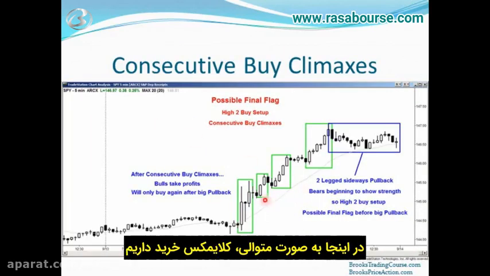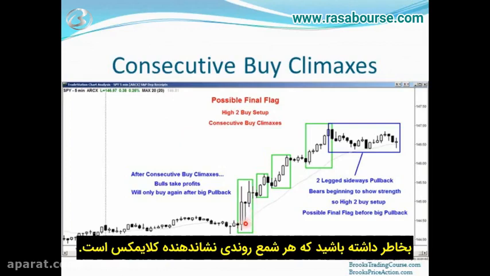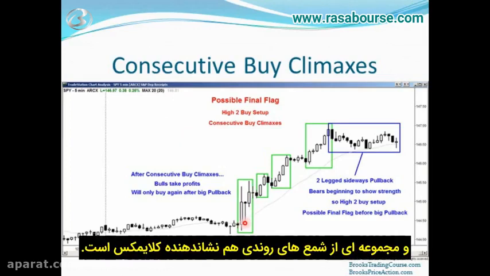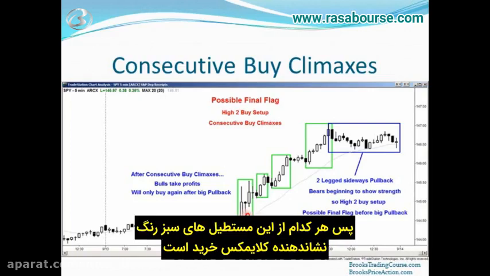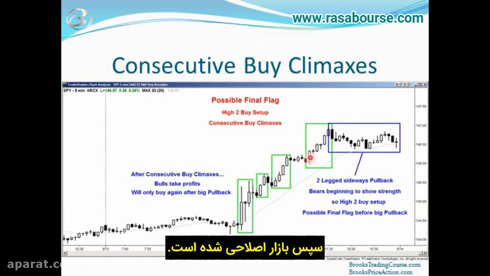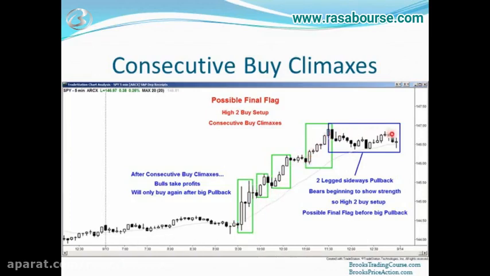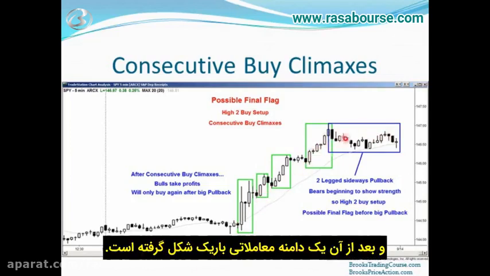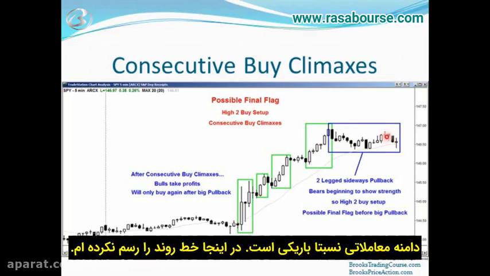Consecutive buy climaxes. Remember, every trend bar is a buy climax. Every series of trend bars is a buy climax. So each of these green boxes is a buy climax. And now we've had a series of 4 consecutive buy climaxes, and the market is going sideways. So after an overextended bull, now we have a tight trading range, a relatively tight trading range.